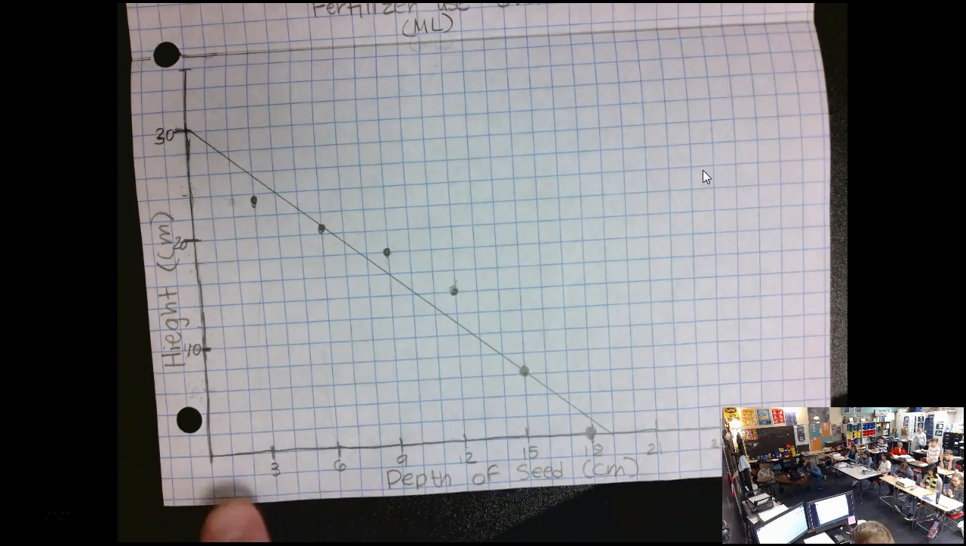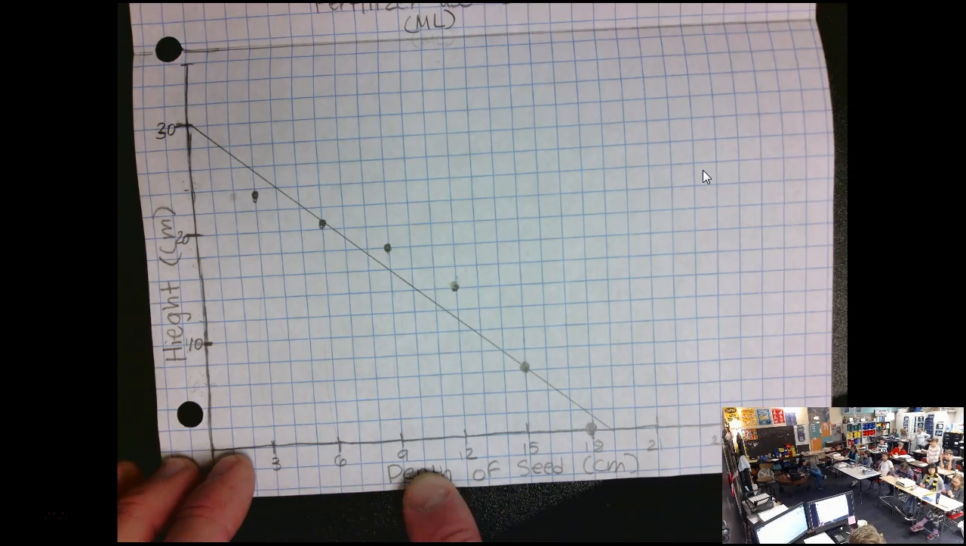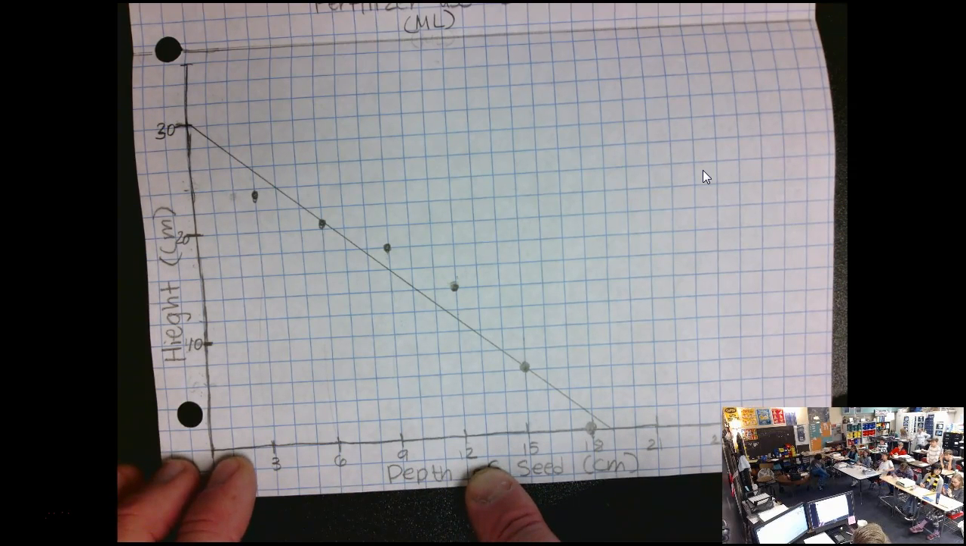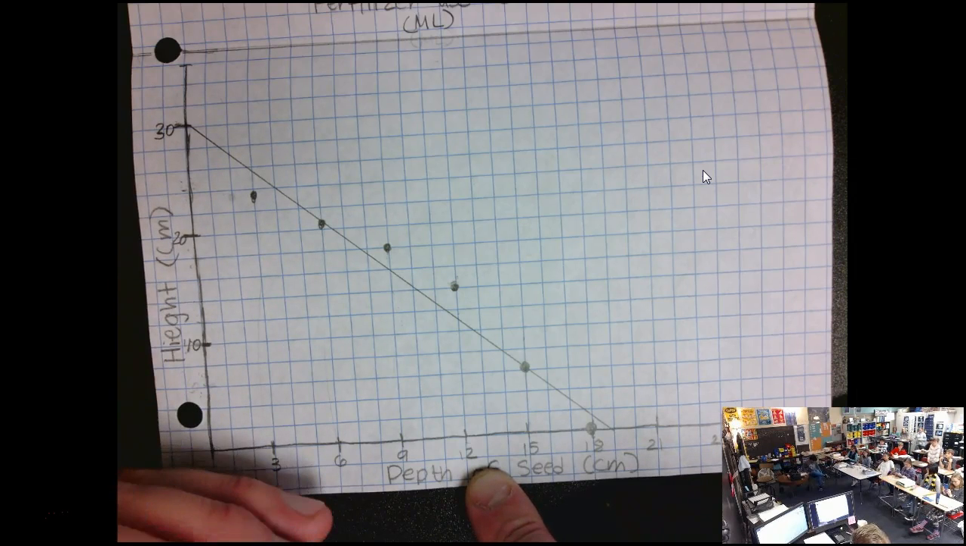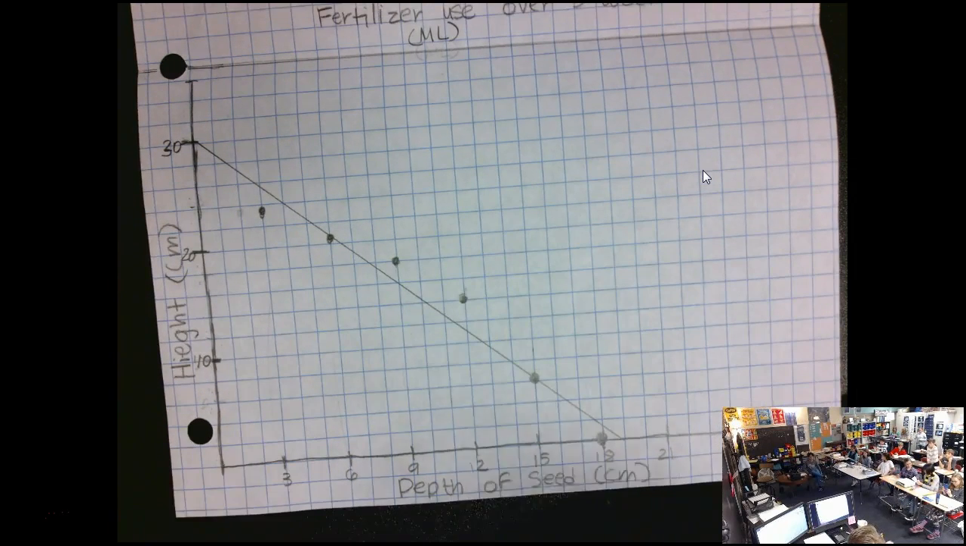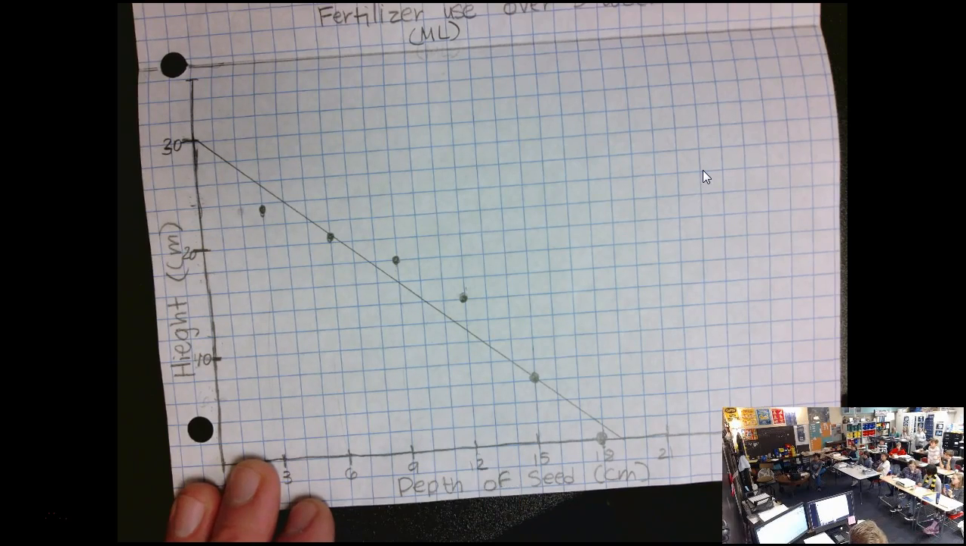So, as we plant the plant deeper, Audrey, right, as X gets bigger, the plant's height, the plant's growth, gets smaller. Well, that makes sense, right? Because you put the seed way deep down in there, it's got to grow all the way back up to the surface before it ever pokes out. So this makes sense. The deeper you plant it, it doesn't end up as tall. Any questions for Team 2?